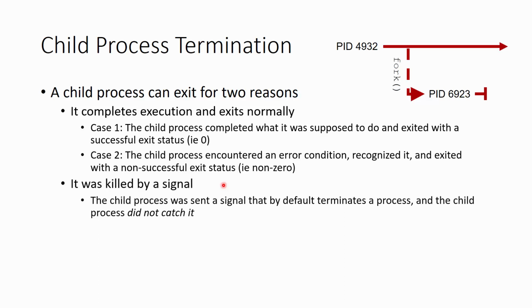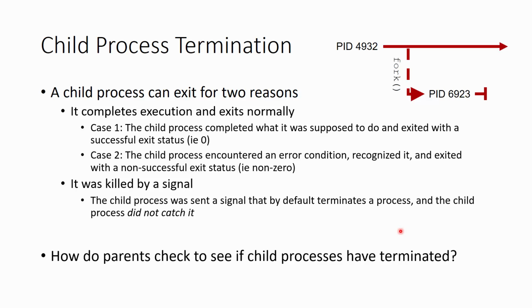Another case is going to be that the process was killed by a signal. So maybe it was sent a signal that by default would terminate a process, and the child wasn't paying attention, didn't catch the signal, and ends up being killed by that signal. So the process gets killed by the signal. That's different than the child receiving a signal, catching it, handling it, and then deciding to terminate. Those are two different things. That would be one of these things in one of these upper cases here. We're talking about a case where the child was sent a signal that by default would kill a process. The child didn't pay attention and ended up being killed by it.